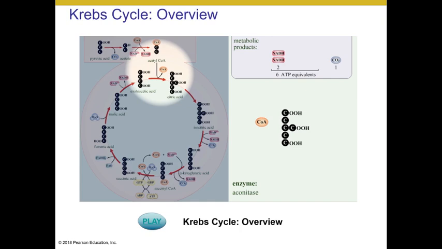NCLEX-style practice question. A nursing student asks why aerobic bacteria produce more energy than anaerobic bacteria. What is the best response? A. Anaerobic bacteria do not undergo glycolysis. B. Aerobic respiration includes the Krebs cycle and electron transport chain. C. Anaerobic bacteria produce more ATP through fermentation. D. Oxygen directly produces ATP in aerobic bacteria.